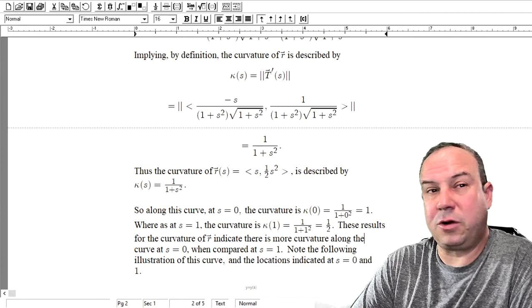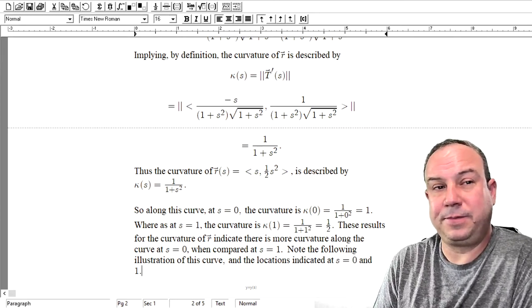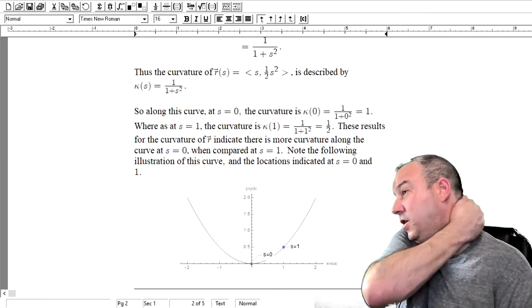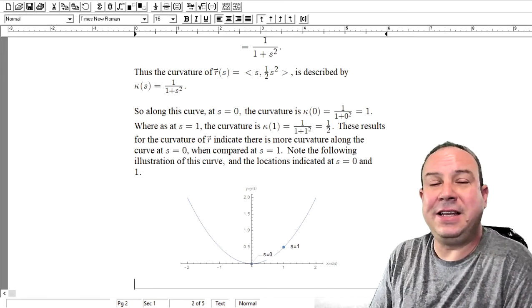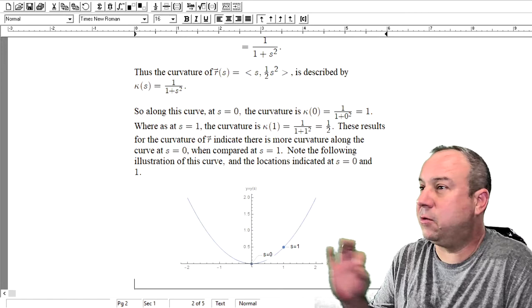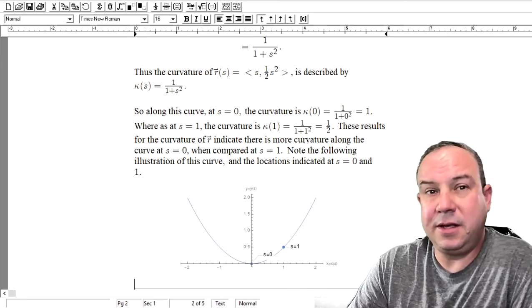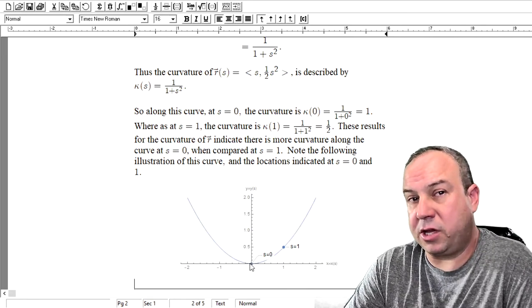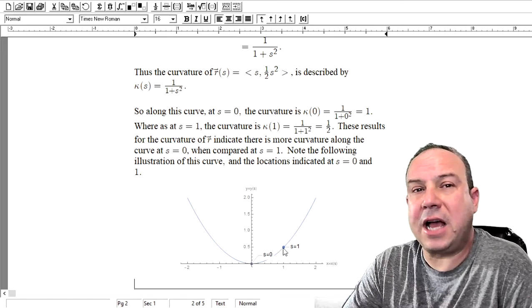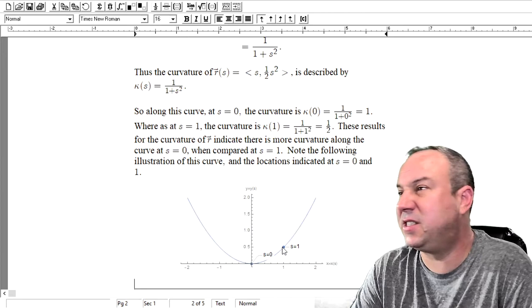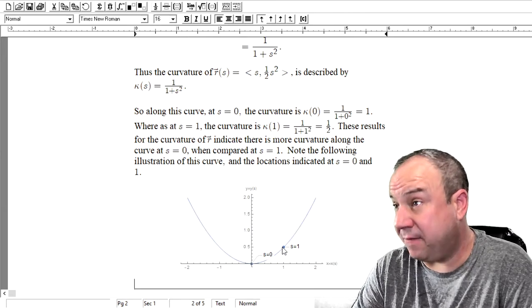In terms of our description of curvature there, if we look at the illustration of our curve, I have indicated where s equals 0 and s equals 1. Here's where s equals 0, where the curvature is considered to be 1 in value. And here is where s equals 1, where the curvature is considered to be 1/2 in value.